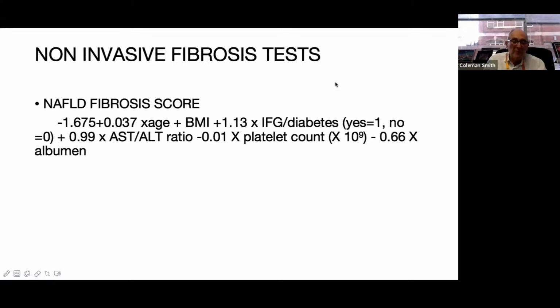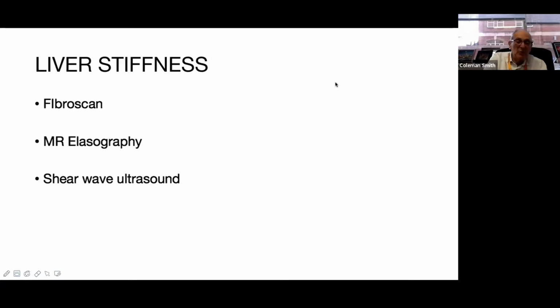And you get a number out of this, and that gives you a reasonable guide as to whether or not there is fibrosis present. And once again, there is an app for all of this, and I'll talk about that right at the end. We also do some imaging studies. We measure liver stiffness, and there's a number of ways of doing that. MR elastography is not available at Georgetown. Shear wave ultrasound is, but we use FibroScan very, very frequently.